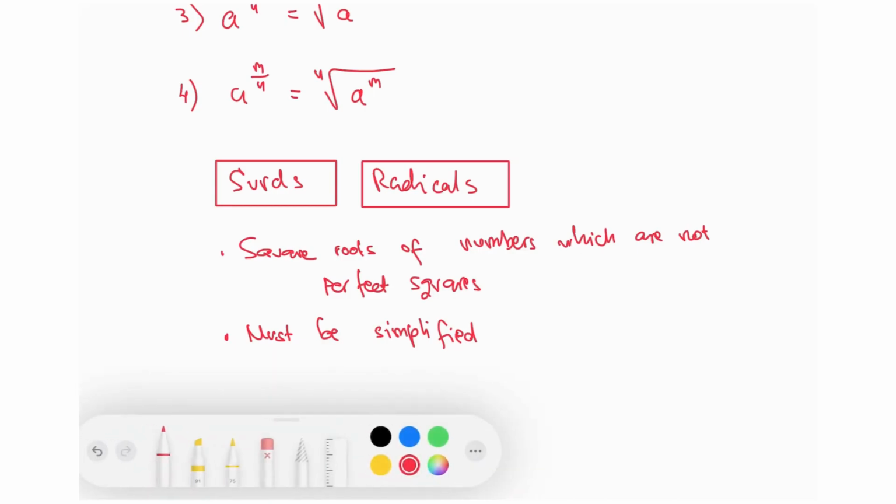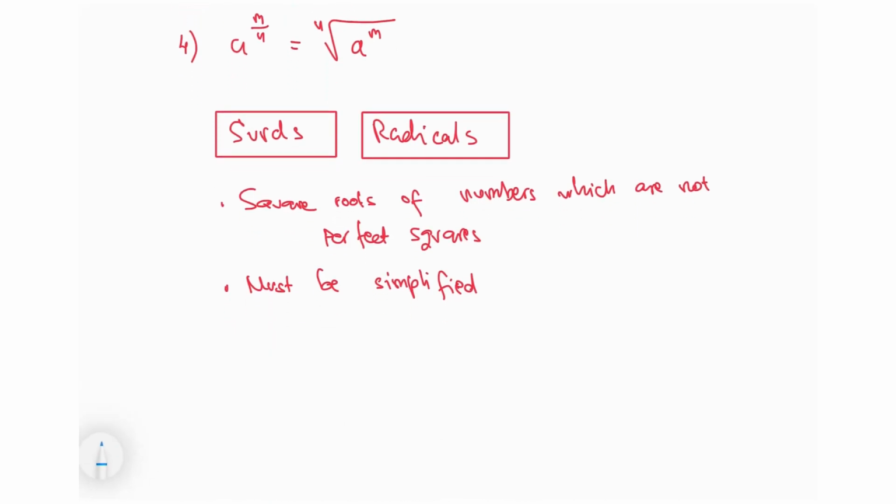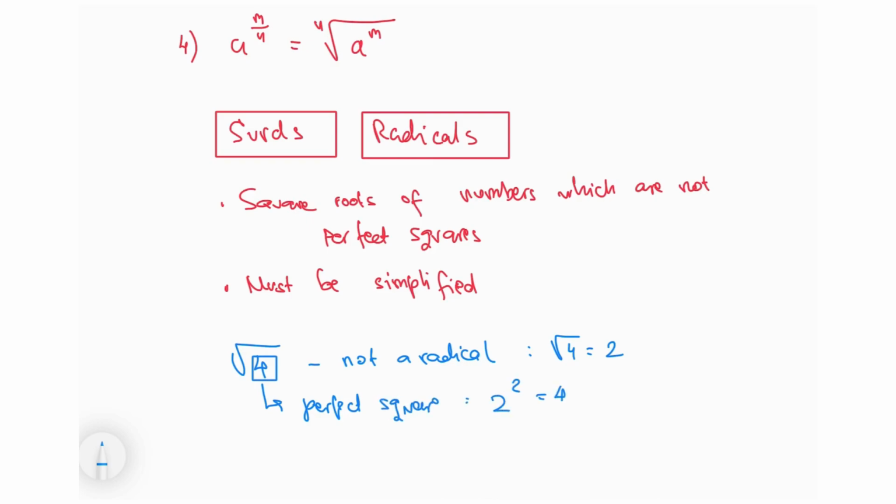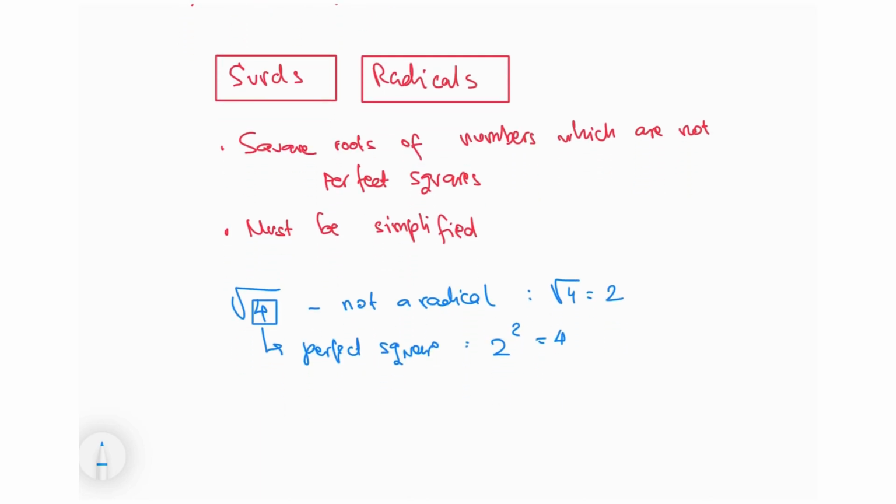Okay. So what does that mean? First of all, square root 4 is not a radical, because square root 4 is 2. And 4 is a perfect square. Why? Because 2 squared is 4. But square root 2, square root 3, square root 5, square root 7 are radicals.